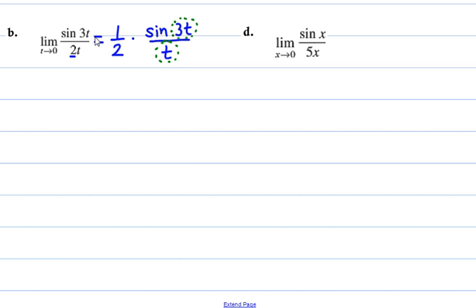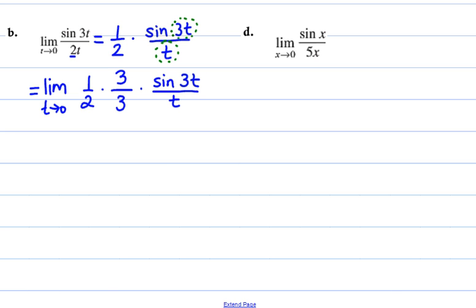So B is kind of like C. I need to use the same technique to make the top and the bottom look the same. So there's a 3 in front of the t, and so I'm going to multiply this by 1, but a special 1. So the limit as t approaches 0, and then I have 1/2, and I'm going to multiply by the number 1, but it's going to look like 3 over 3, and then sine of 3t over t.